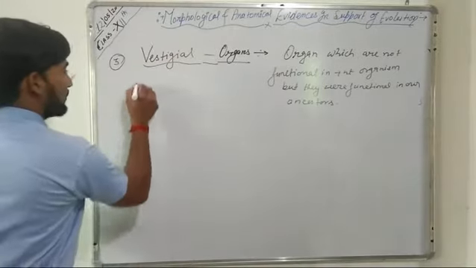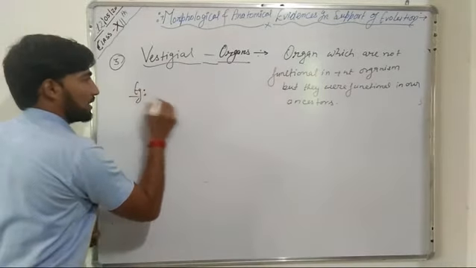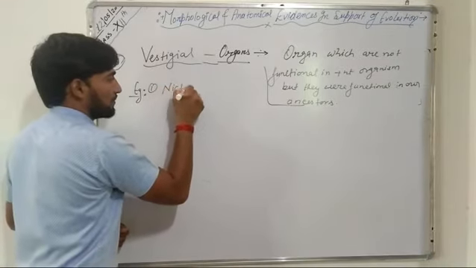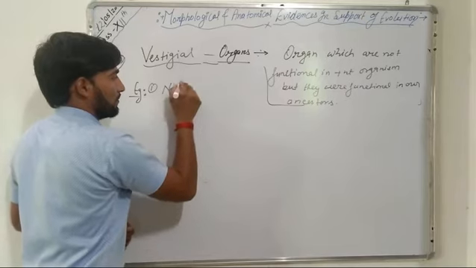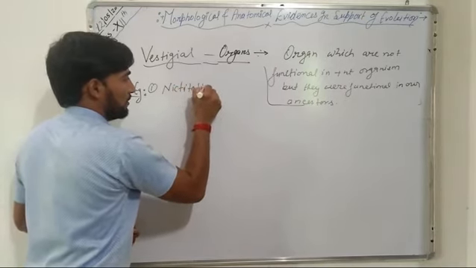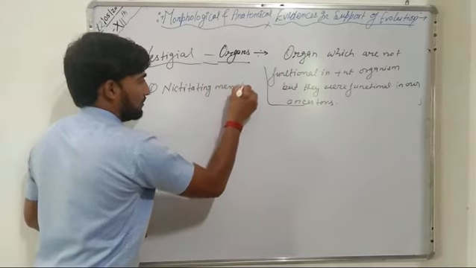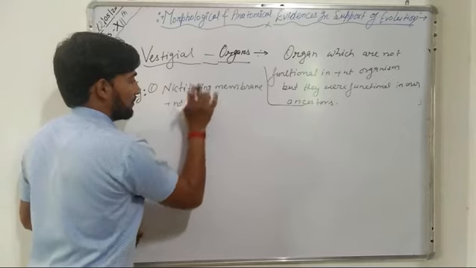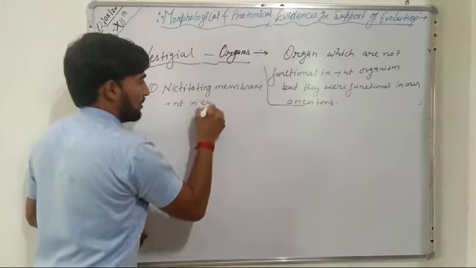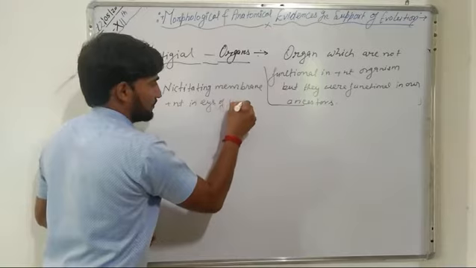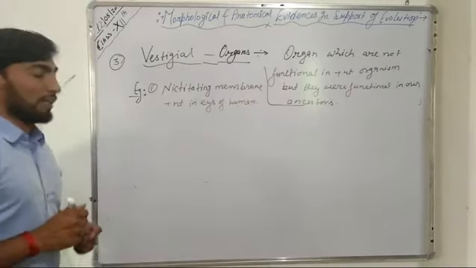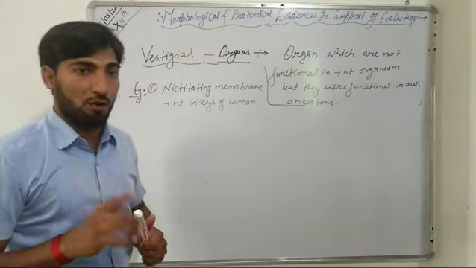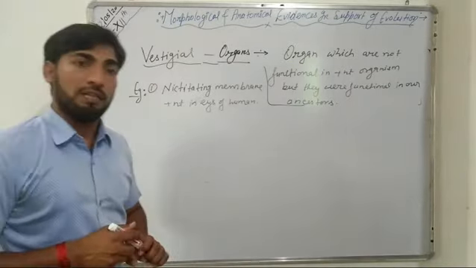For example, vestigial organs include the nictitating membrane present in the eyes of humans. This nictitating membrane is non-functional in the present organism, but it is functional in aquatic organisms.